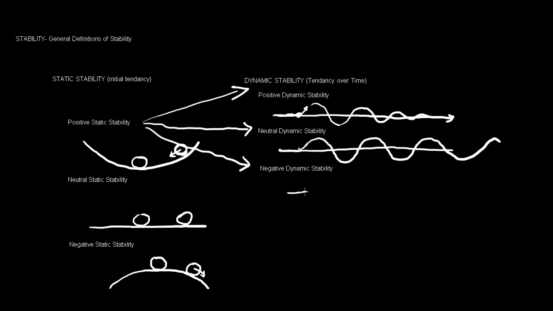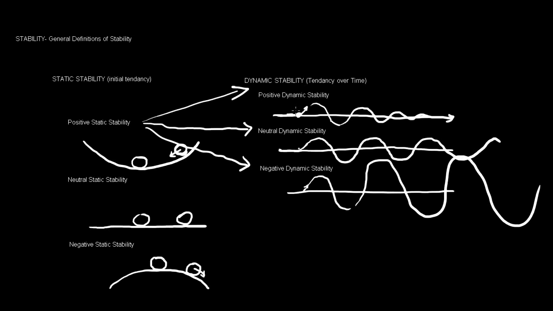Negative dynamic stability, and you're probably catching on here, will deflect the aircraft, and these oscillations will get worse and worse. Most all of the trainer airplanes that we'll be flying to get our private pilot certificate display positive dynamic stability. Now you may be wondering, what does neutral static stability look like over time?